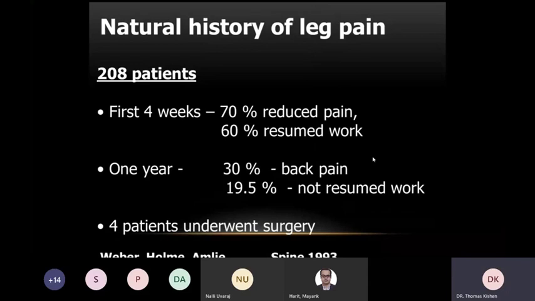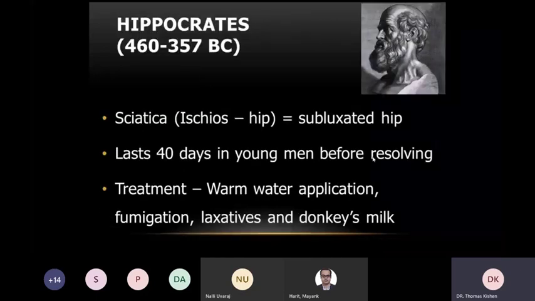So this is Weber's paper from way back. So we know from the literature available to us now that the leg pain is a self-limiting condition. So in a majority of people, the sciatica pain settles down spontaneously. So if you go back to what Hippocrates said, although he did not know that the leg pain was due to a lumbar disc herniation, he thought it was because of a subluxed hip. He stated that a majority of patients have complete relief of pain in 40 days.